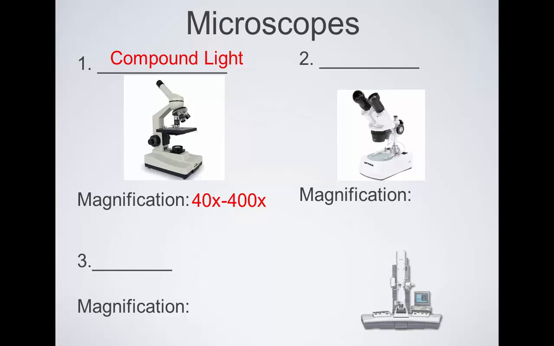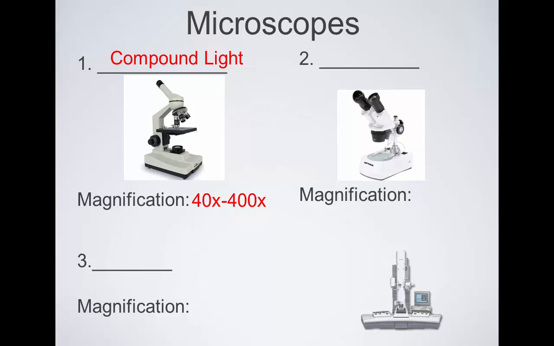Some light microscopes can give you a greater magnification, up to maybe 1,000 or so, depending on the type of microscope. Is there any more? Yeah, there are different types of microscopes that can give a higher magnification, but they're not as common. So that's the compound light microscope.